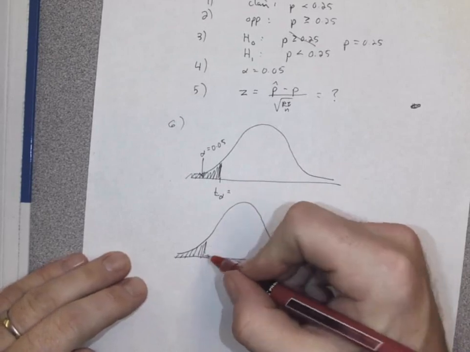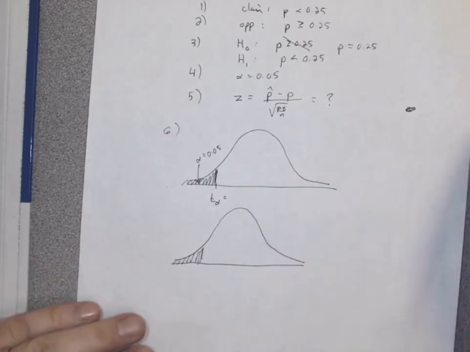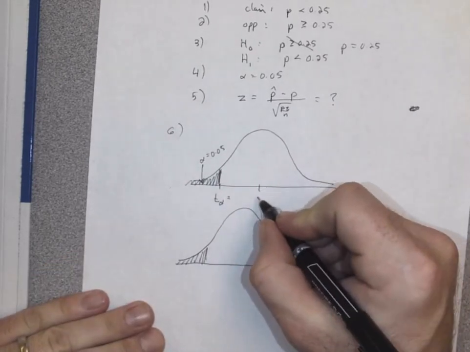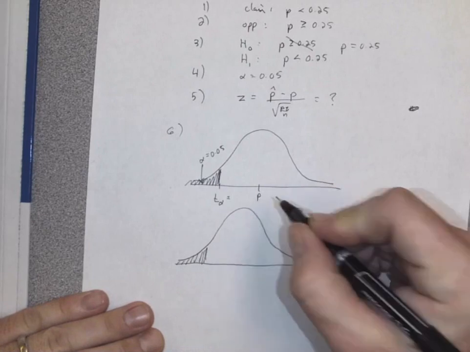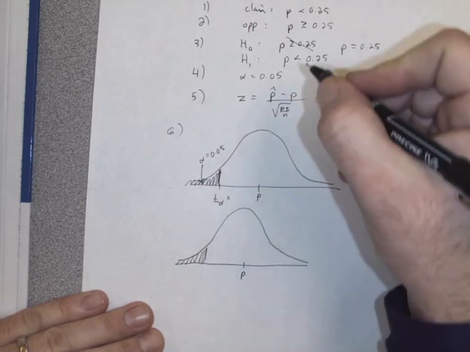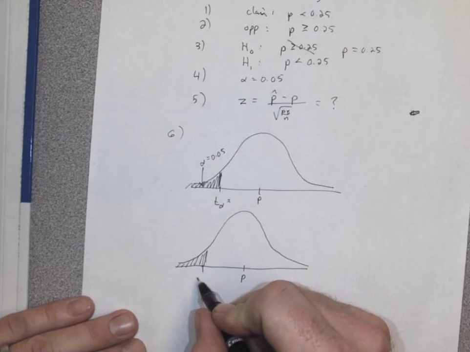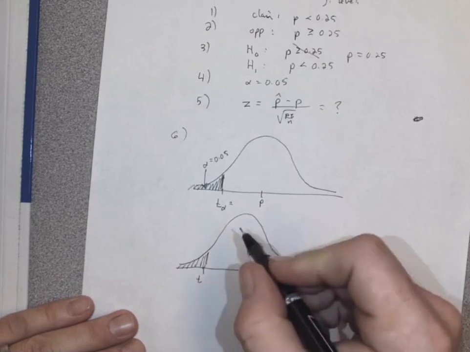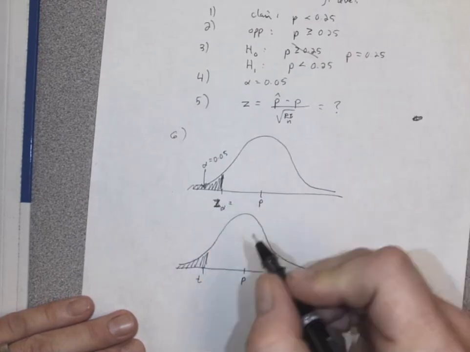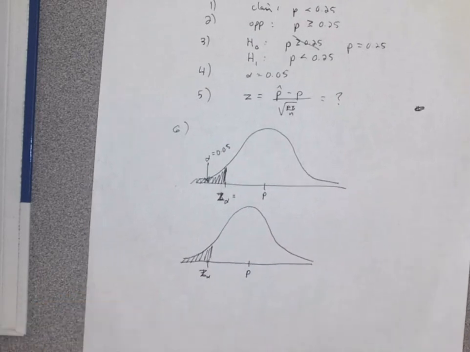So let's say this is that 0.05, and this is going to be our T alpha over 2. Remember, this is our claim, which is P in this particular situation. So this right here is going to be your T alpha. Sorry, your Z alpha, because we're doing P. My bad, Z alpha.